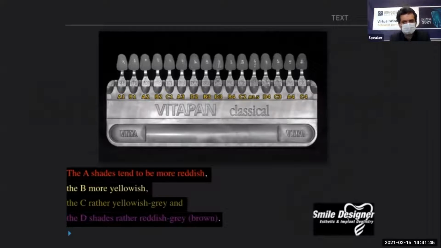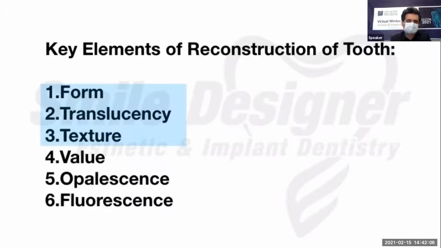The Vita shade guide can be arranged based on value. On the right side, there are low chroma colors and A and B colors, and on the left side, you can see high chroma colors and C and D colors. It is important to remember that form, translucency, texture, value, opalescence, and fluorescence are the key elements to consider during shade taking and color production. Now, for lack of time, I don't speak about opalescence and fluorescence. In subsequent lectures, form, translucency, and texture will be explained.